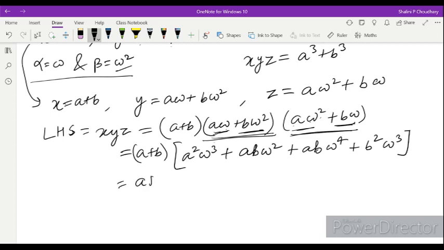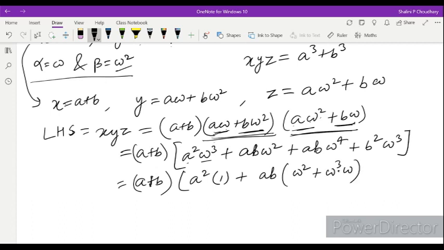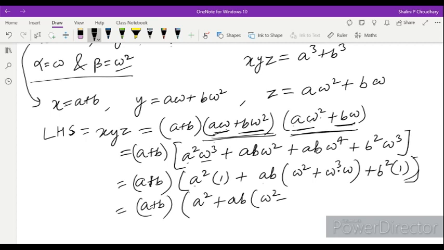Now A plus B into A square into omega cube is equal to 1, plus AB we'll take common, and omega square we'll write here, and omega to the power 4 will be written as omega cube into omega, that is equal to omega. Plus B square into omega cube is equal to 1. So it will be equal to A plus B into A square into 1 will be A square, plus AB and omega square plus omega.